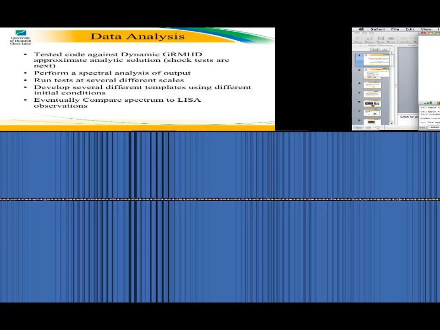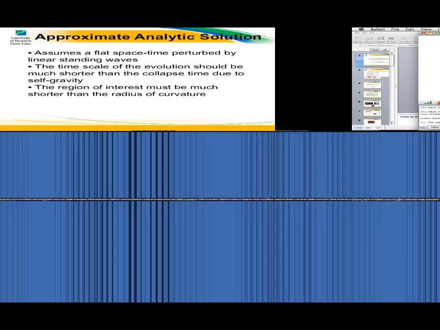Periodic. We want to be able to run at several different scales to get the full range of the spectrum. We want to have different templates for different initial conditions to eventually test against LISA. And eventually, when LISA flies, we hope to have some templates to compare against the data they actually receive.